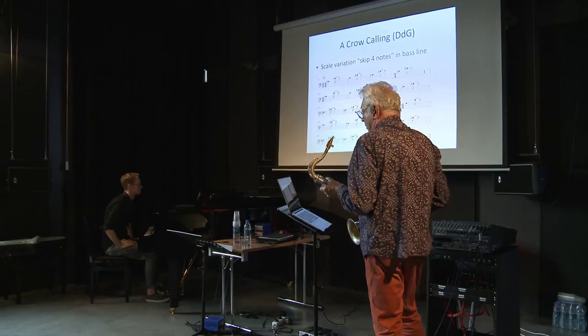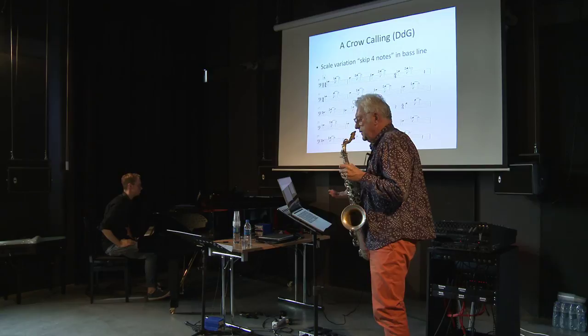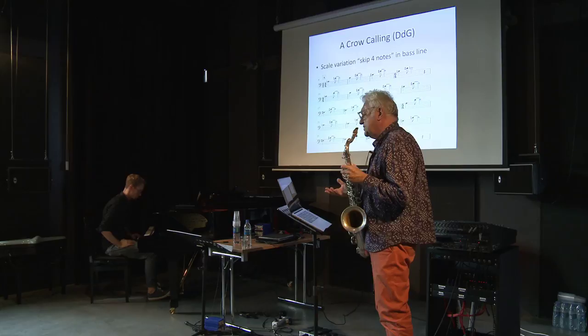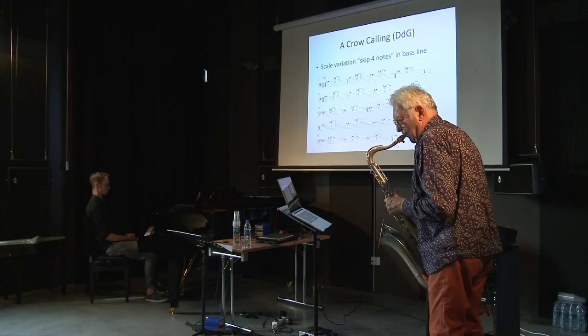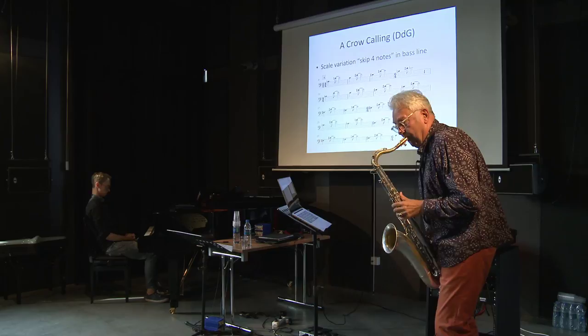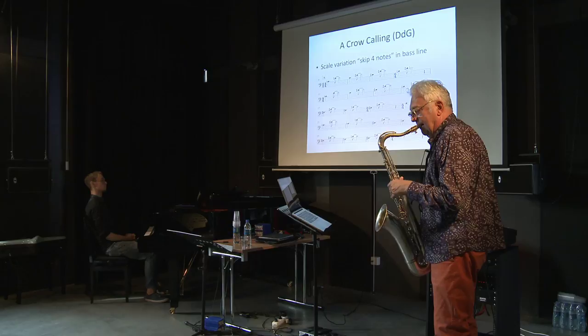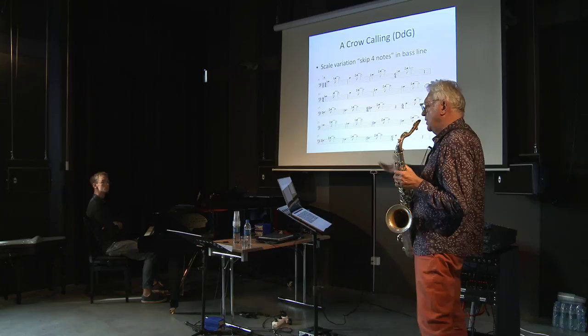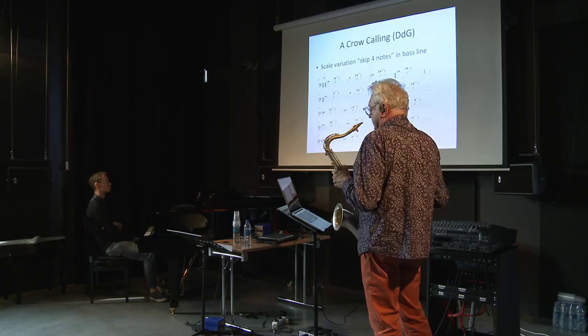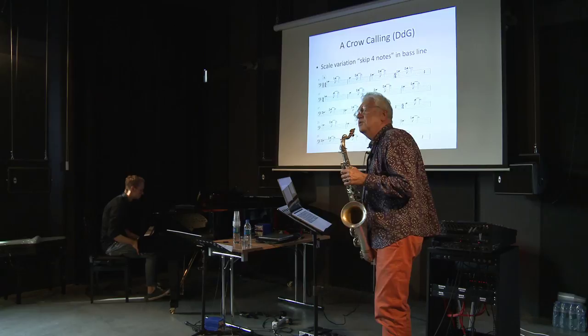I took the third mode, Messiaen's M3, and I played every first of four notes, so I skipped the next four notes. By doing that, once again, this is the scale. There was a line, and so on. I made that a kind of bass line, which is repeated constantly, broken by a small riff. And we would like to play for you this composition, A Crow Calling.